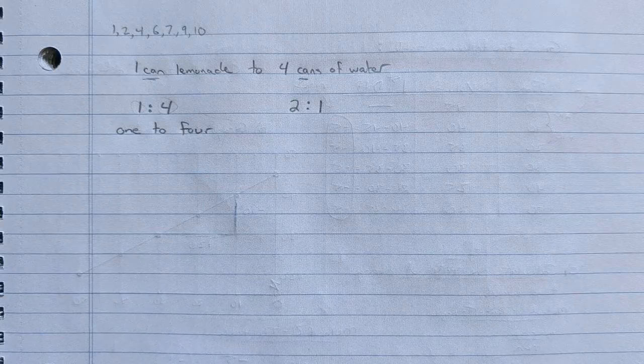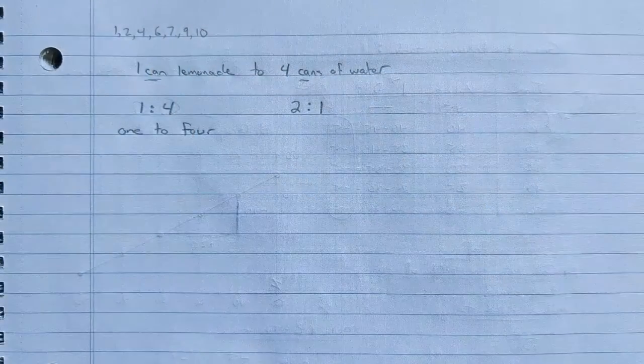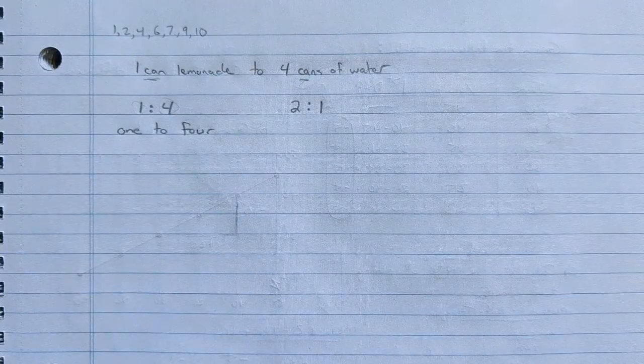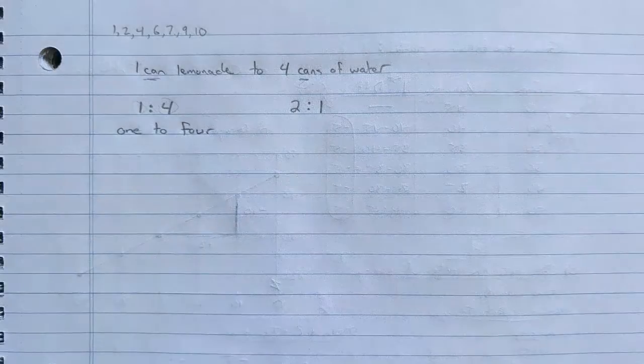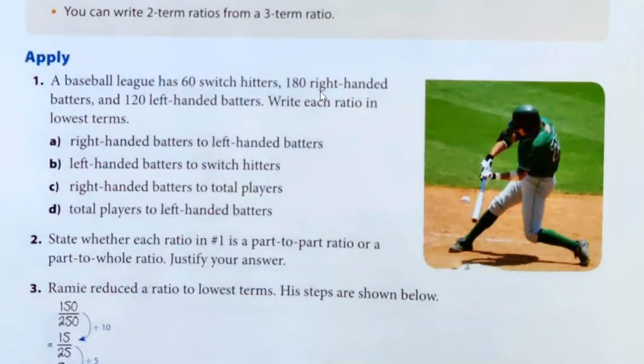So let's take a look at some of the problems that I had assigned. They were 1, 2, 4, 6, 7, 9, and 10. And so we'll look at a couple of those and see how we make out. So just communicating in terms of ratios.